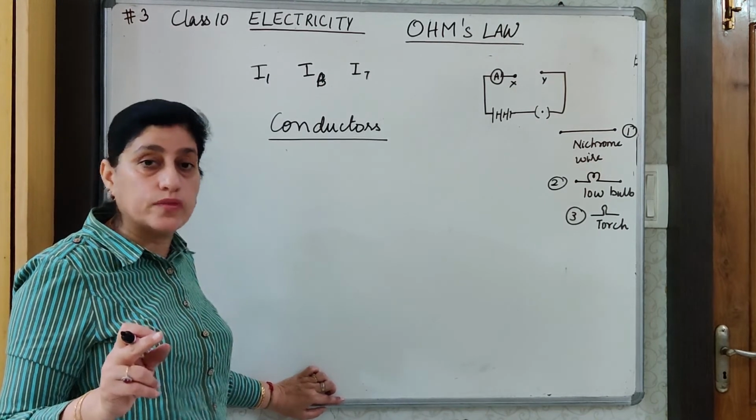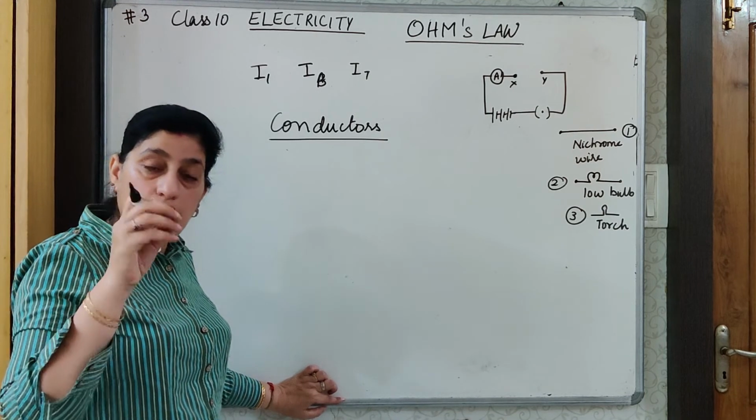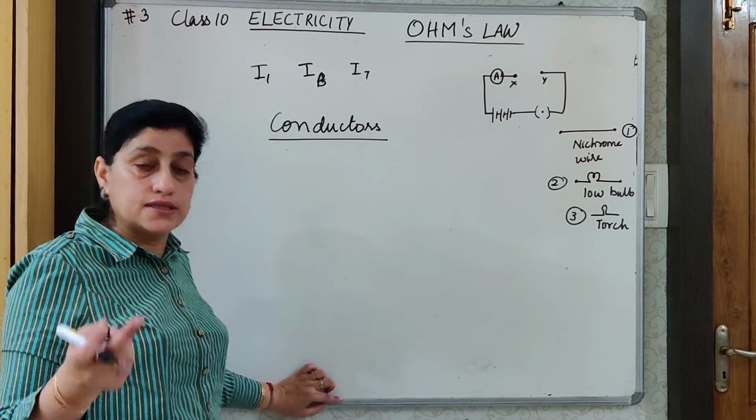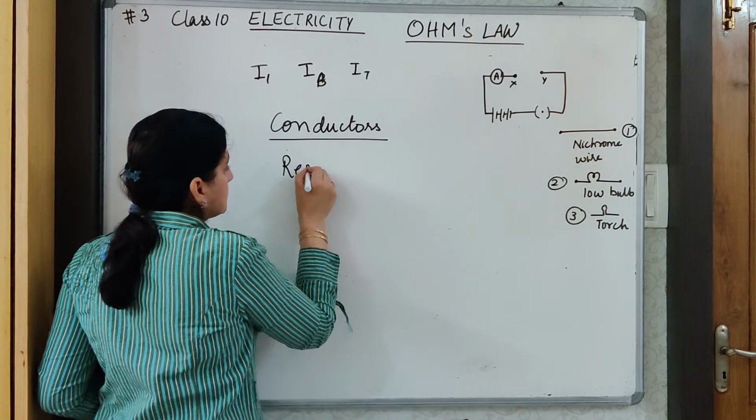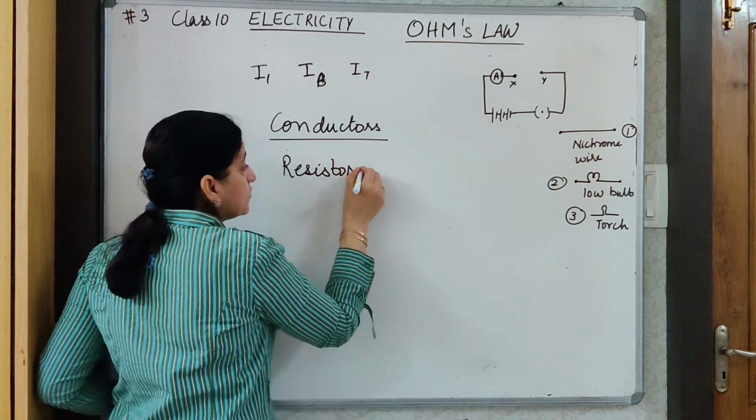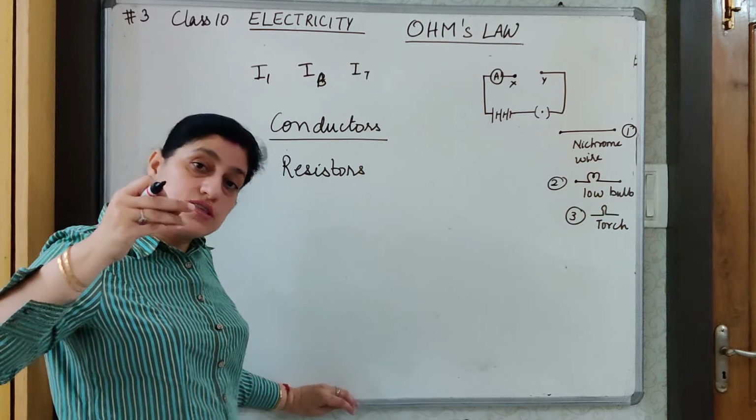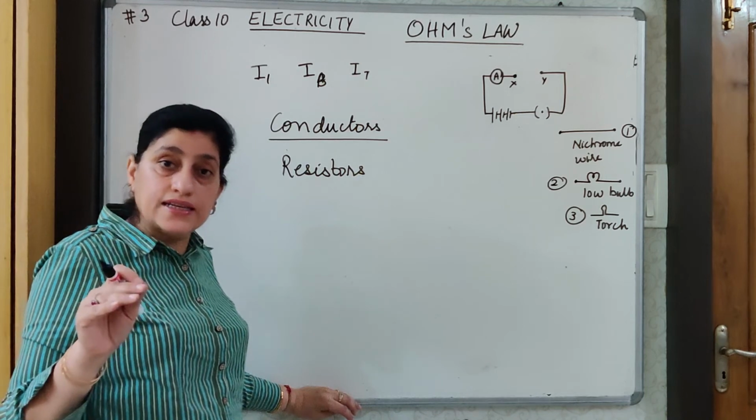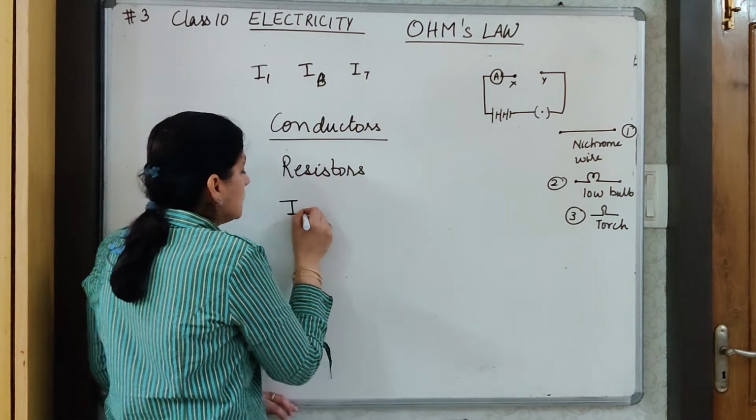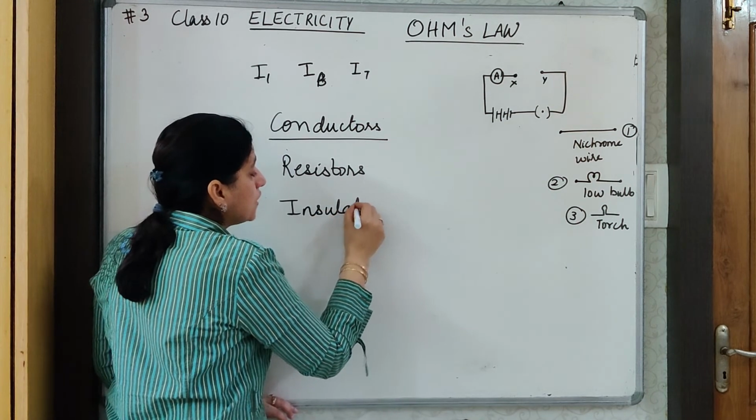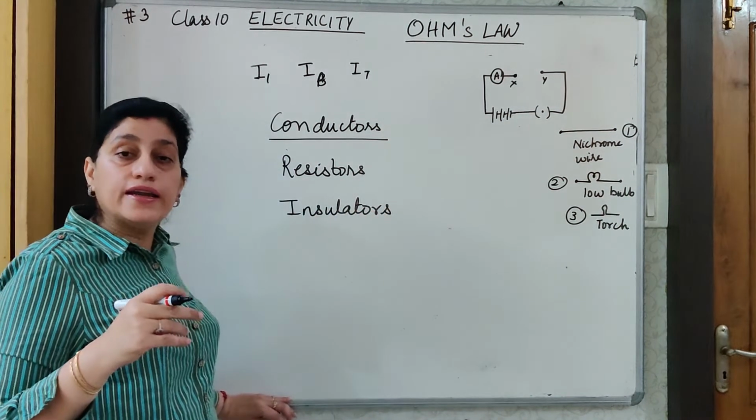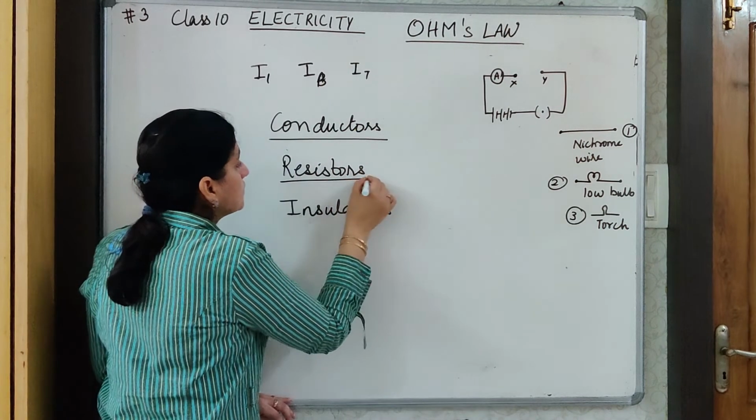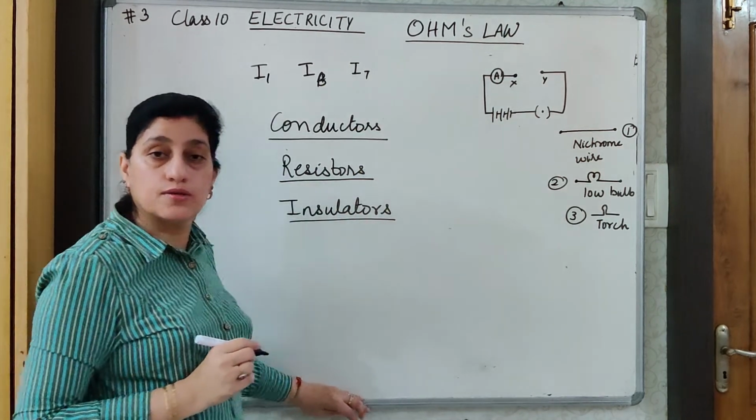Certain components have a higher resistance, therefore they do not allow the electrons to flow easily, and they are called resistors. Resistors are of different values. Some are low resistors, meaning they allow some electrons to pass. Some are high resistors, allowing very few electrons, meaning less current. And then we have insulators. Insulators are those which do not allow the electrons to pass at all, and hence do not allow the current to flow. So this is all about conductors, resistors and insulators.